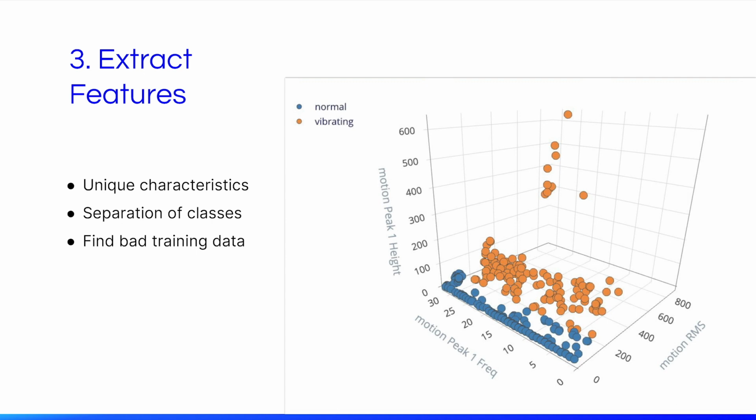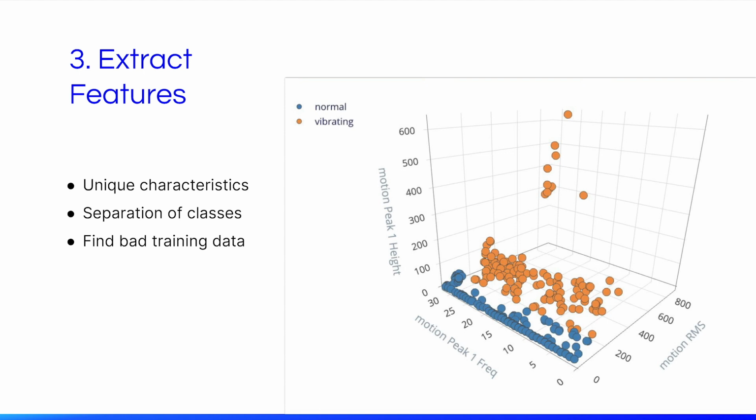visualization of the features that there are certain characteristics which constitute the data of a vibration. So there's obviously higher amplitudes of motion if it's vibrating, and they tend to happen at specific frequencies depending on the vibration pattern.